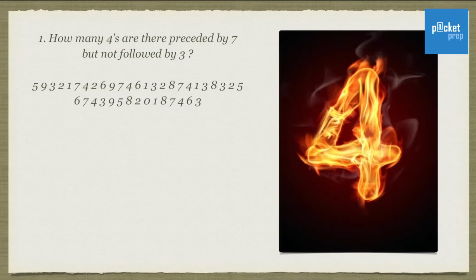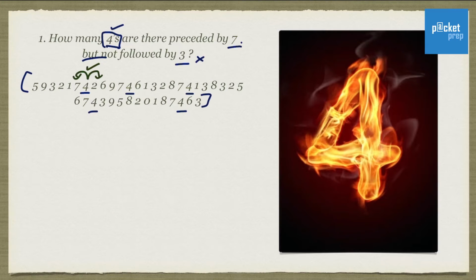Here is the first one. How many 4s are there preceded by 7 but not followed by 3? Here is the sequence of numerals. We have 1, 2, 3, 4, 5 4s in the given sequence. It is asking us to find out the number of 4s which are preceded by 7 but not followed by 3. Let's take the first 4. Here it is preceded by 7 but not followed by 3. So this is the right answer.